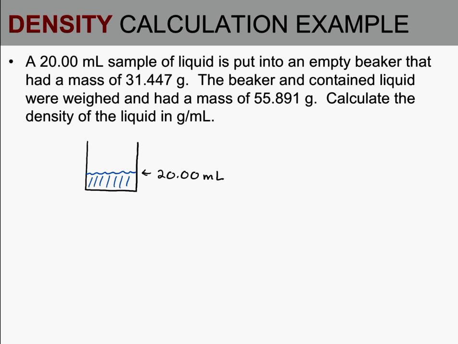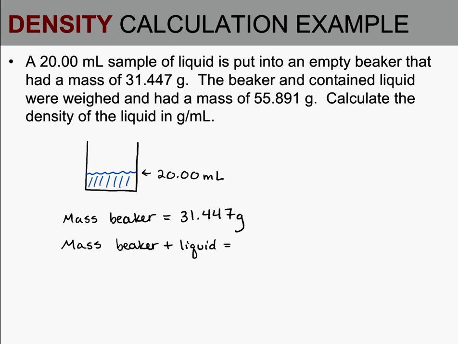And then it looks like the mass of the beaker is equal to 31.447 grams. And then we're told that the beaker and contained liquid were weighed and had a mass of 55.891 grams. So the mass of the beaker and the liquid is equal to 55.891 grams.